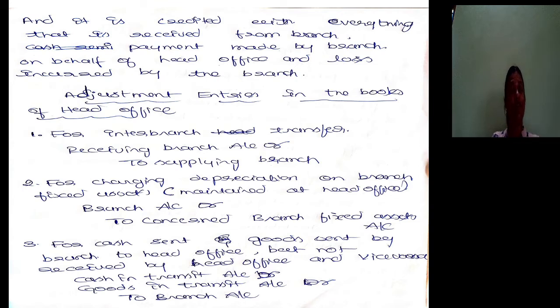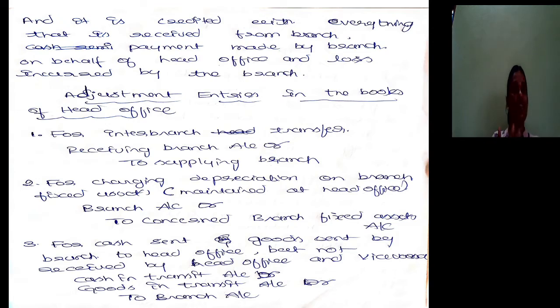Sometimes what happens is head office will send goods or cash to branch. Otherwise, branch will remit cash or goods to head office. But it was not reached to the destination till the end of the year. It will reach after the end of the year, means next year it will reach. So such type of goods or cash sent by head office to branch or by branch to head office, which is not yet reached to the destination. Destination means if branch sends, it should reach to head office. If head office sends, it should reach to branch.